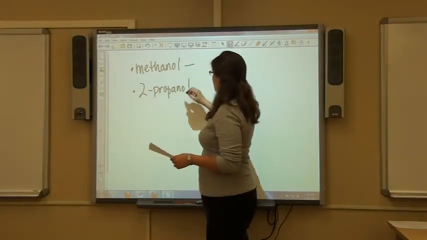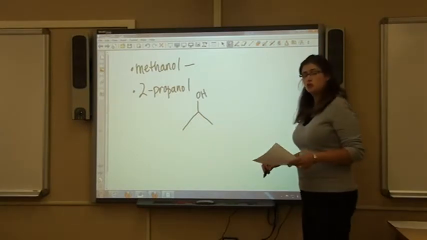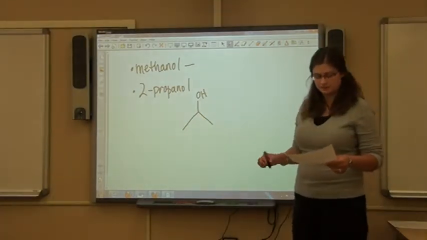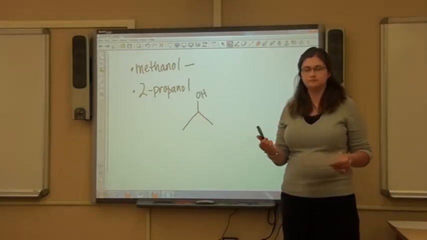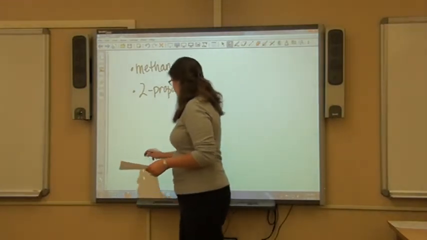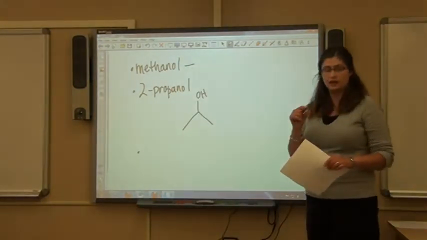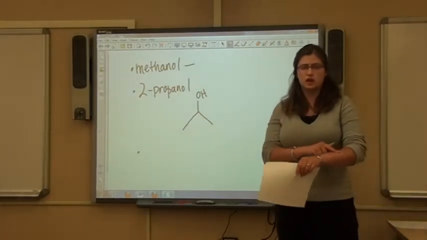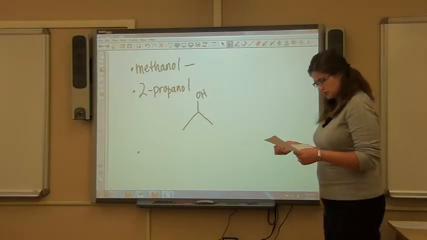There's 2-propanol. 2-propanol looks like this. It's also known as isopropyl alcohol. That's rubbing alcohol. So this is the stuff that you likely have in your bathroom cupboards. It's also usually what is used in those little alcohol packets that you use to swab an area before an injection or before drawing blood or what have you.